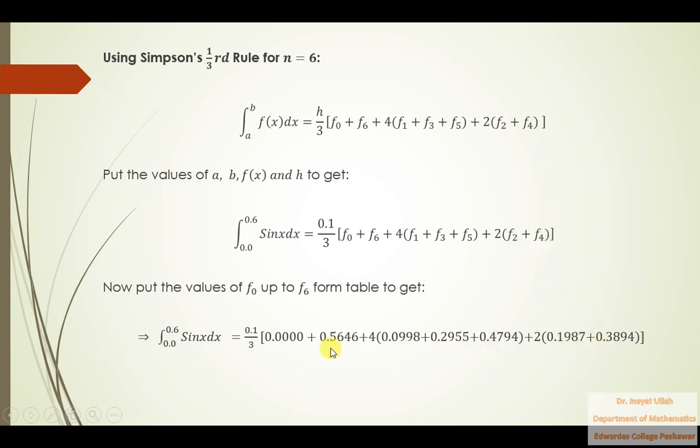Now calculate this sum to get 5.2396 and multiply 5.2396 with 0.1 divided by 3 to get this answer, 0.1747. So this is the answer of this definite integral with the help of Simpson's 1/3 rule.